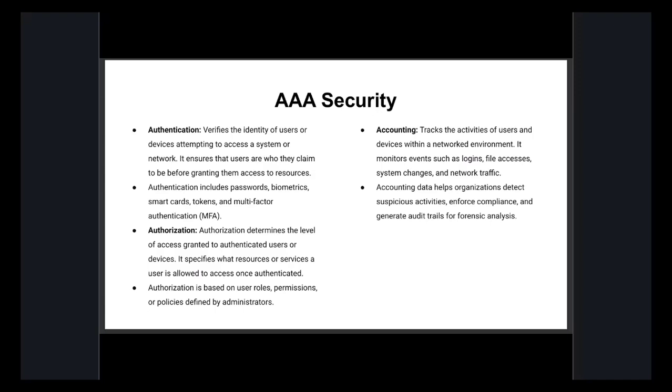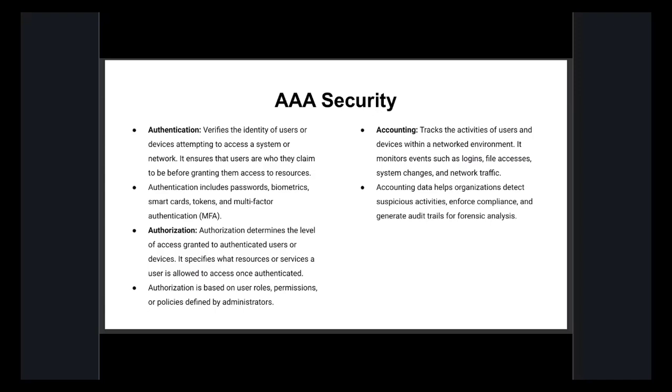Authentication also can use a technology called tokens. This is when we use an encrypted identifier that exists either on a smart card or generated by an authenticator app to also verify an individual's identity.